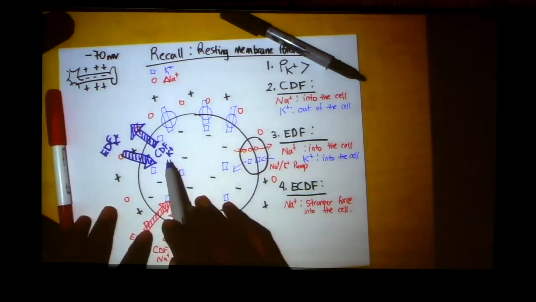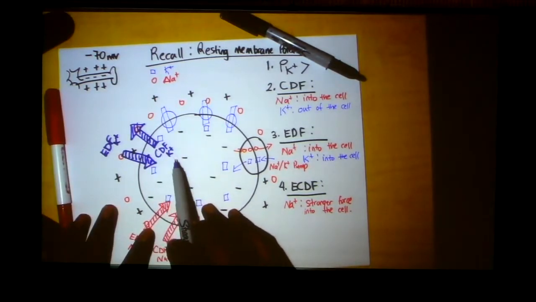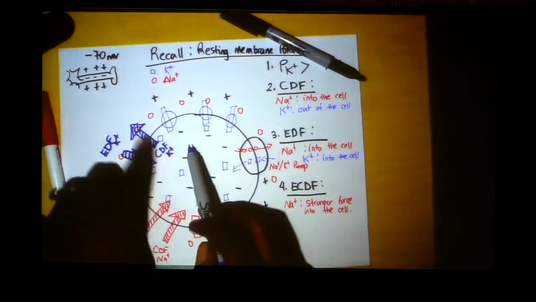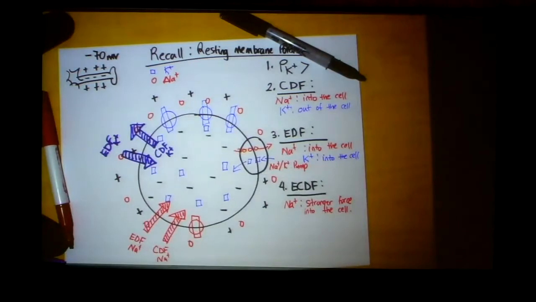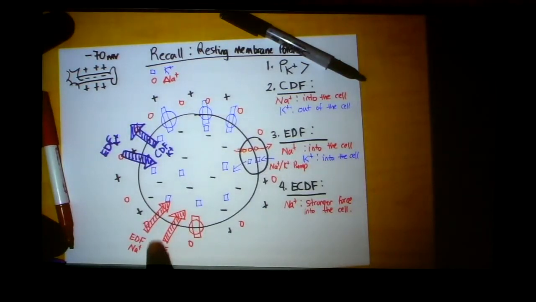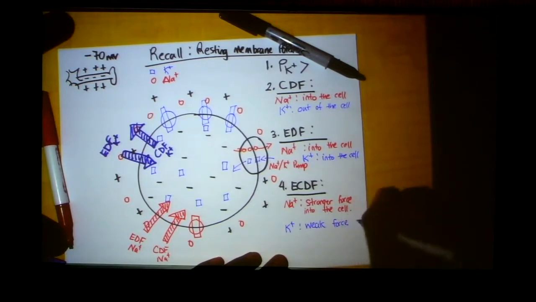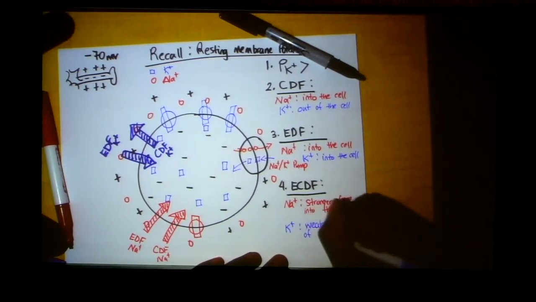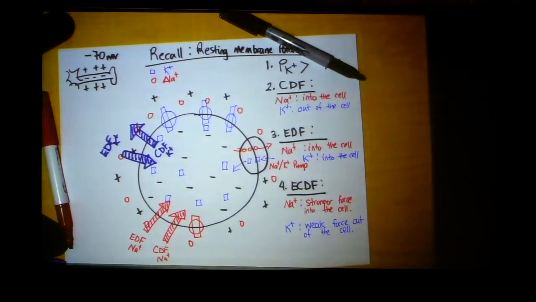And so from that, we know that the CDF is going to be stronger. There's a stronger concentration gradient here. And so the general direction of potassium will be out of the cell, but very weakly, not as strong as the force that's bringing sodium in. Okay, so for potassium, we have a weak force out of the cell. I hope everyone can understand how these two forces differ.